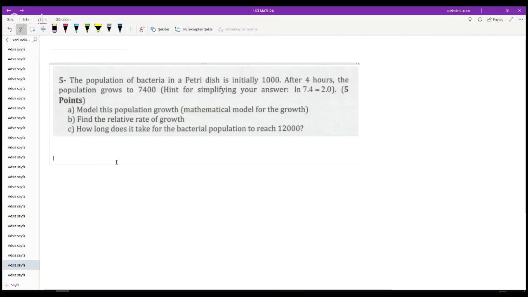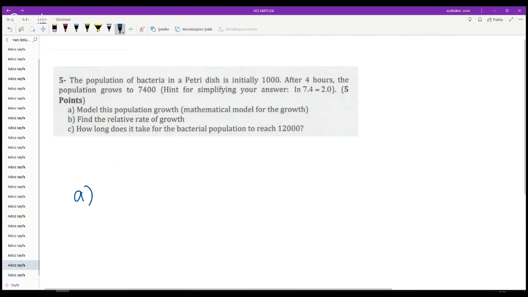So you asked me whether the questions can be solved without using a calculator. But here you see that in the exam, the necessary logarithm is given. So therefore, we can use the logarithm and we know that the necessary logarithm will be given. Okay? So we model this population growth, a mathematical model for growth.